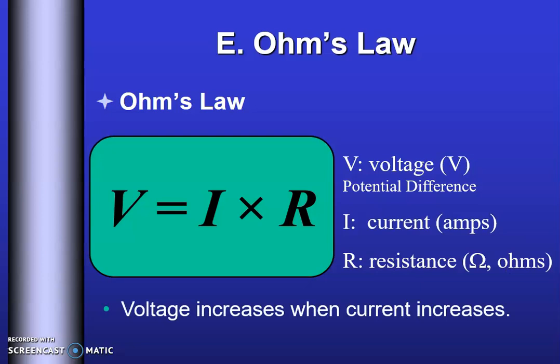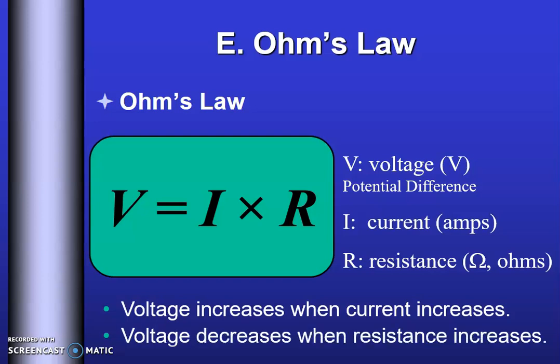Your voltage increases as your current increases, and your voltage decreases as your resistance increases. So the more resistance you have, the less voltage you have. And here is our triangle so that we can continue to use that method.